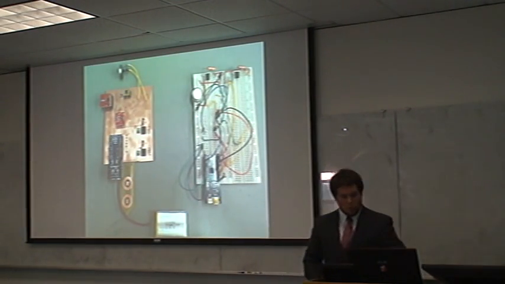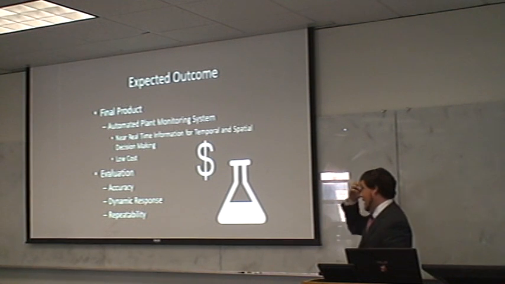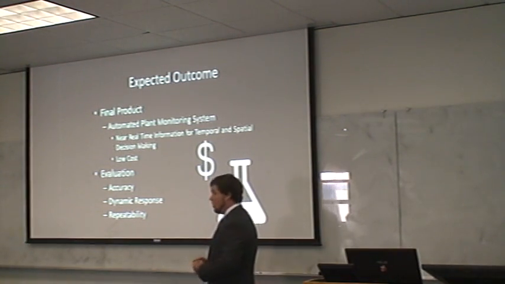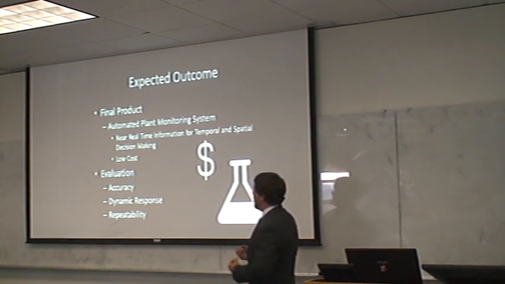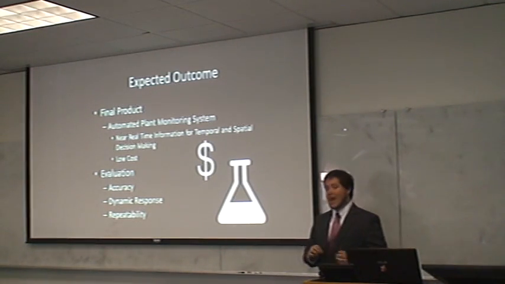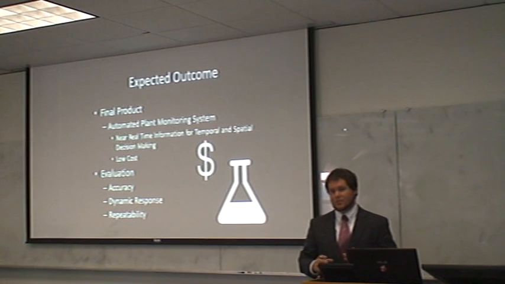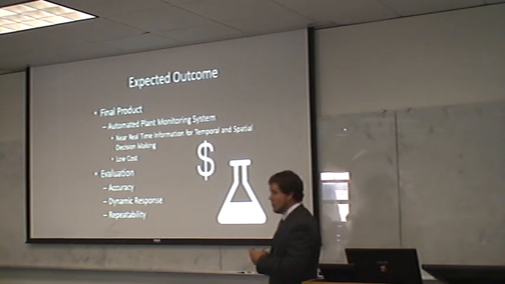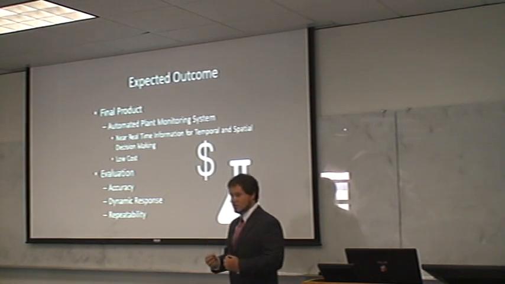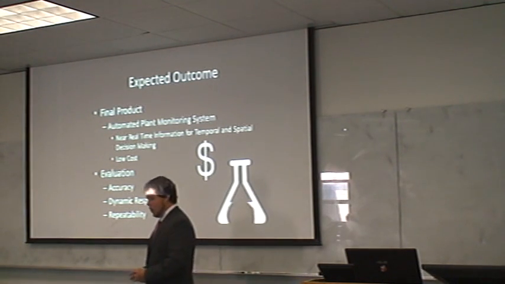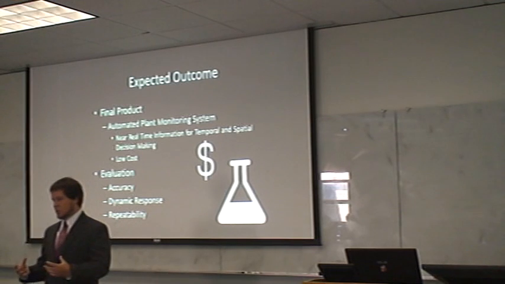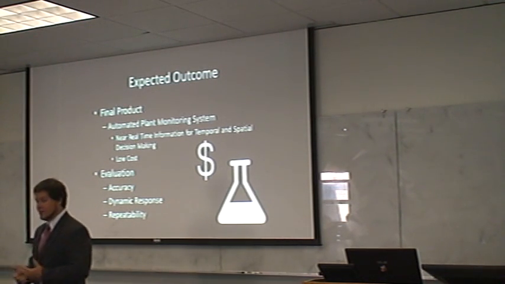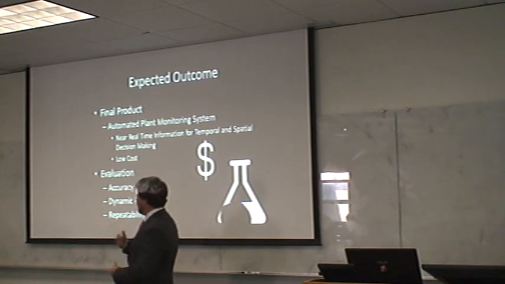So with all of that, what is the expected outcome of this particular project? The final product of this is what we want to have, an automated plant monitoring system. And so we want to be able to have a near real-time monitoring system that gives us both a temporal element as well as a spatial element. We want to say, okay, if the temperature is 78 degrees and we haven't seen water in 2 days, we want to turn on a sprinkler. We want to make it less conducive to the plant to have that pathogen invade.